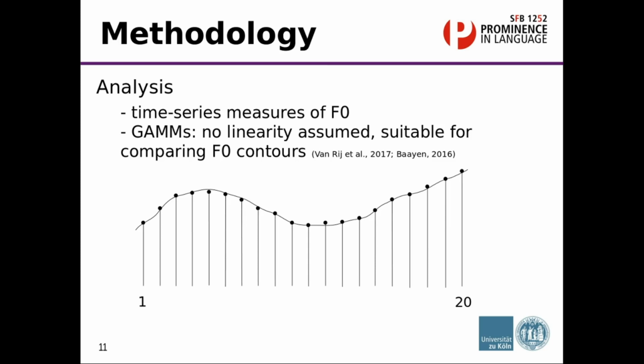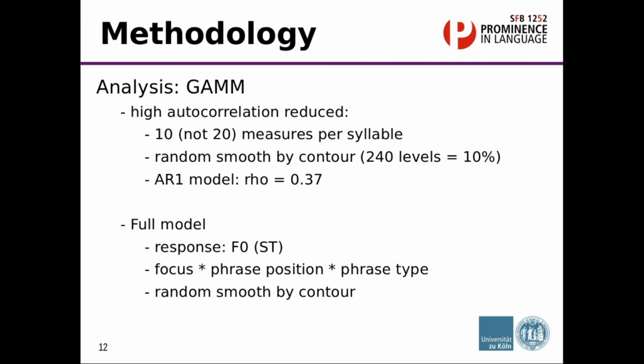In order to apply GAM on F0 data, we need to account for the high degree of autocorrelation in F0 measures. This means that the correlation between two adjacent measurement points is far from random and thus highly correlated given the nature of an F0 contour. To account for this, we reduced the number of measurement points used in the statistical analysis to 10.